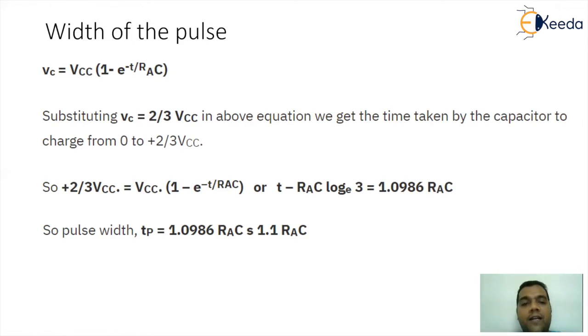If I want to generate a pulse of a specific on time, the width of the pulse has to be equal to 1.1 Ra into C. You can design it for different combinations of Ra and C, and you will get different spacing of the pulse. The width of the pulse will keep on changing depending on the combination of Ra and C you have selected. If you go for a higher value of Ra into C, automatically the width of the pulse will increase. So as and when you give the trigger pulse, you will get an on pulse at the output, and the on pulse time period can be defined as 1.1 Ra into C. So this is the width of the pulse.